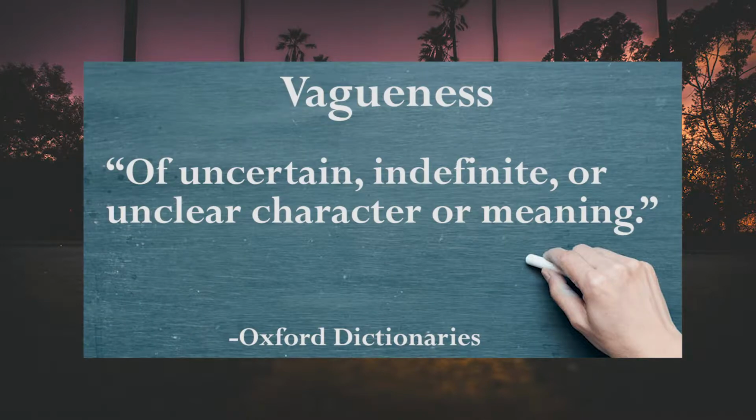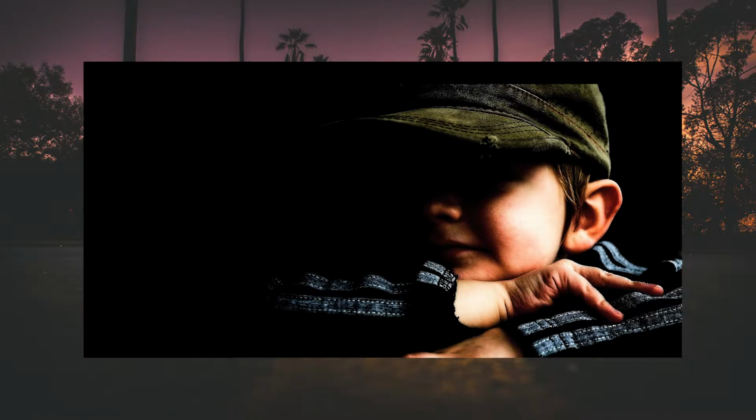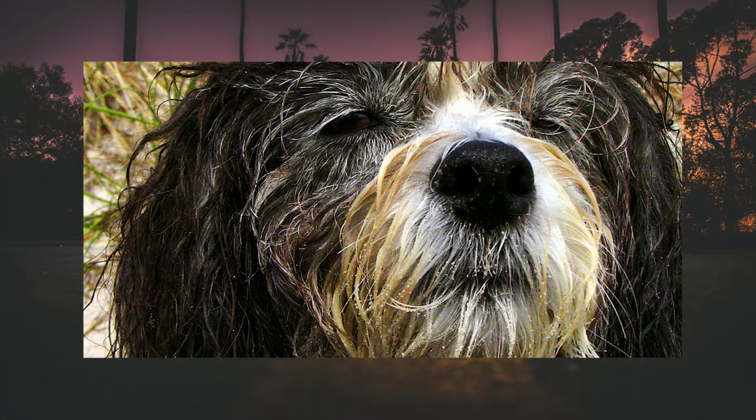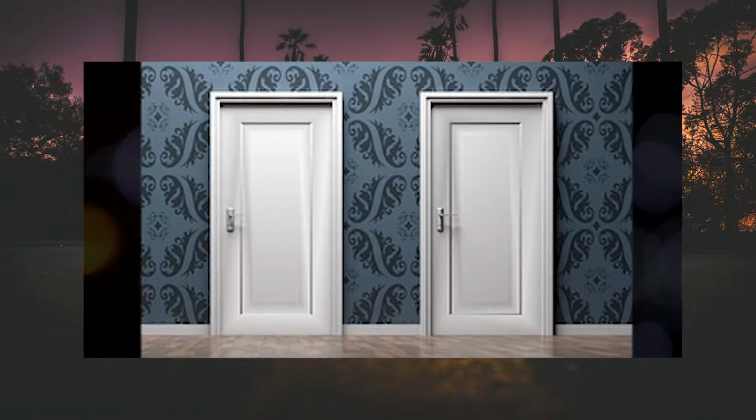Now that we're properly confused about what ambiguity is, what about vagueness? Remember Oxford Dictionary's definition of uncertain, indefinite, or unclear character or meaning. Vagueness is when details about a thing are not specific, so that thing as a whole is unclear and not fully understood. Let's go back to our Let's Make a Deal example. You, as the contestant, are to open one of the two doors, but you have no idea what is on the other side. You have no idea if there will be a prize, or a goat, or anything.